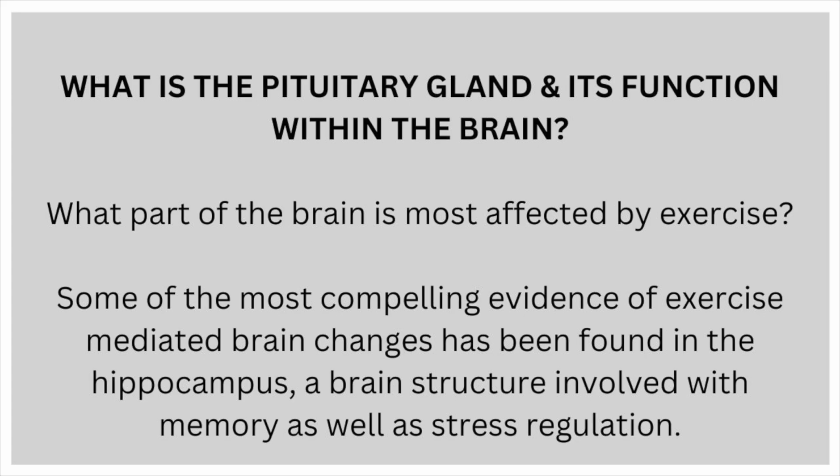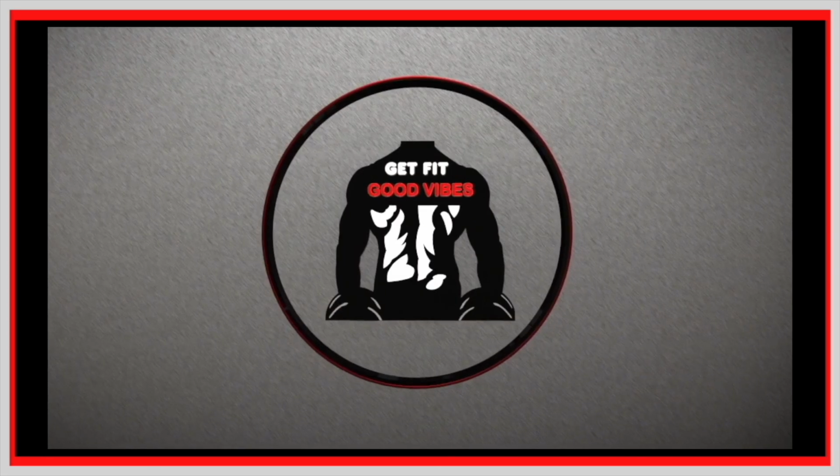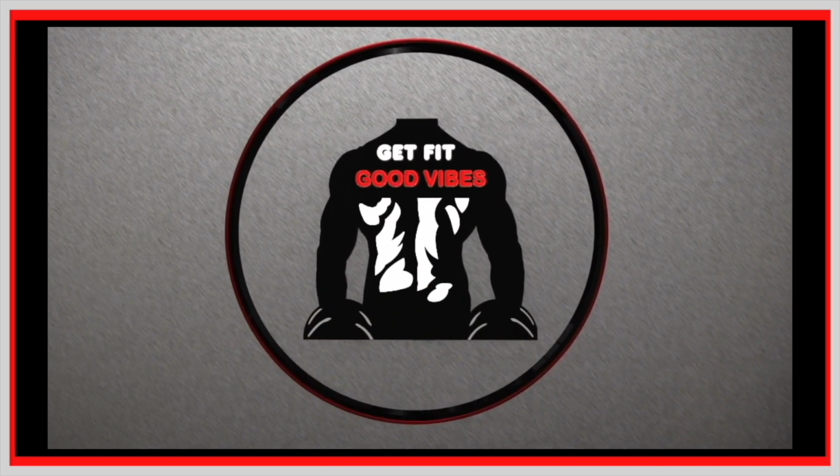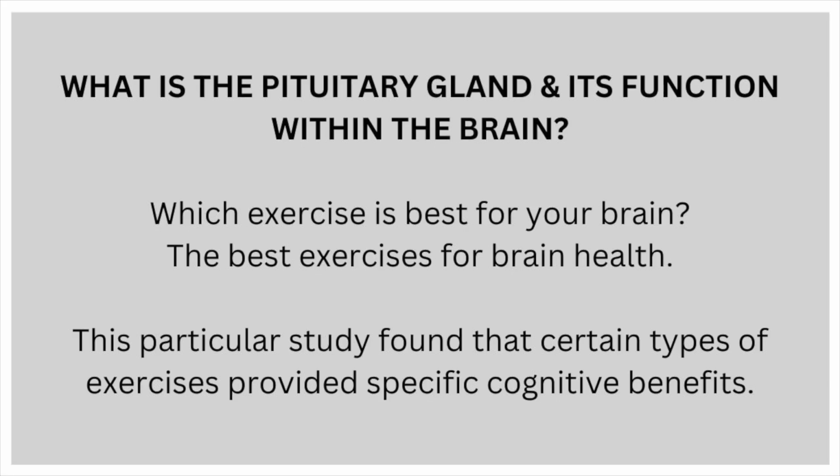What part of the brain is most affected by exercise? Some of the most compelling evidence of exercise-mediated brain changes has been found in the hippocampus, a brain structure involved with memory as well as stress regulation. Which exercise is best for your brain? The best exercises for brain health. This particular study found that certain types of exercises provide specific cognitive benefits.